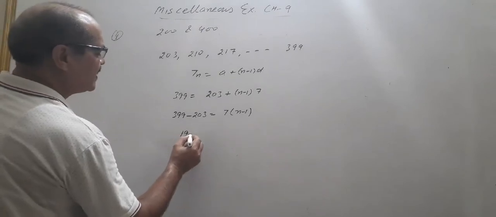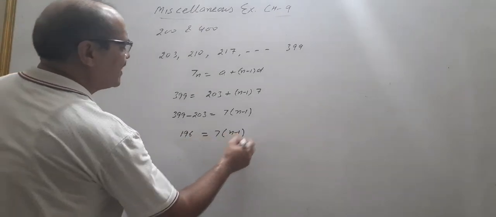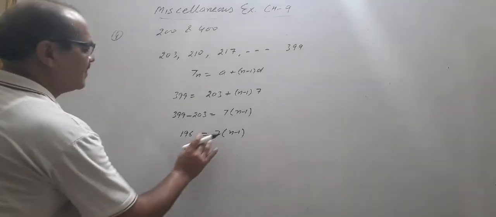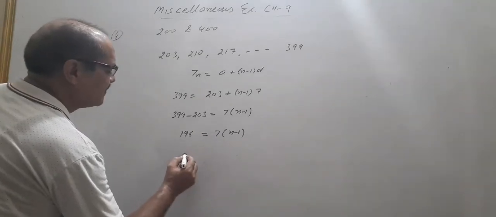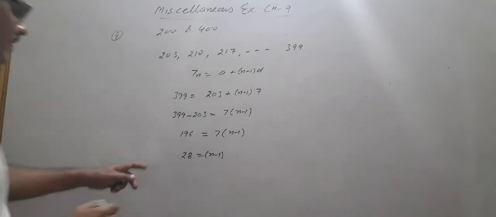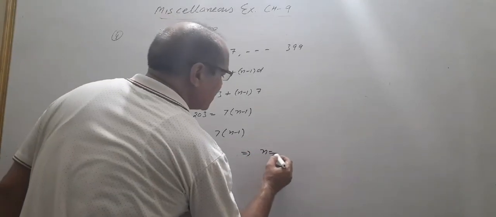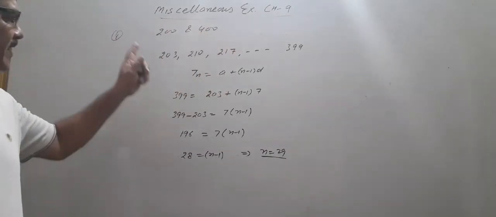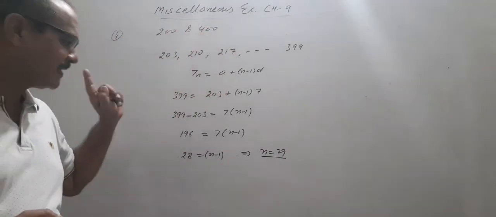Okay, now we will simplify this, so this will give you, I think, 196 is equal to 7 into (n minus 1). Check. Right, now I will divide by 7. Dividing by 7, that is 28. So what is n? Find out n. 28 is equal to n minus 1. So therefore n becomes 29.